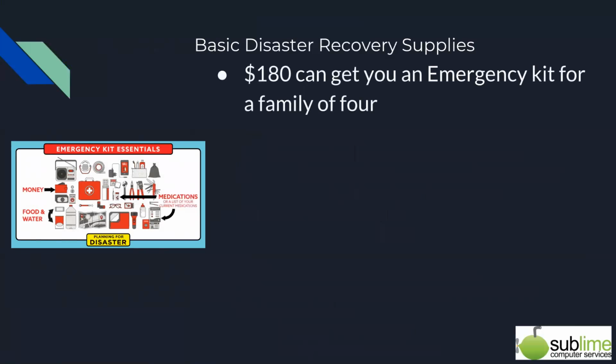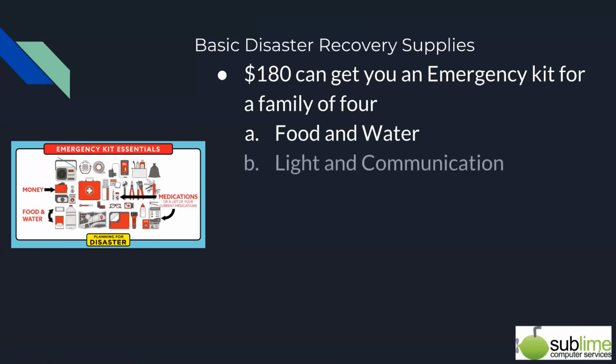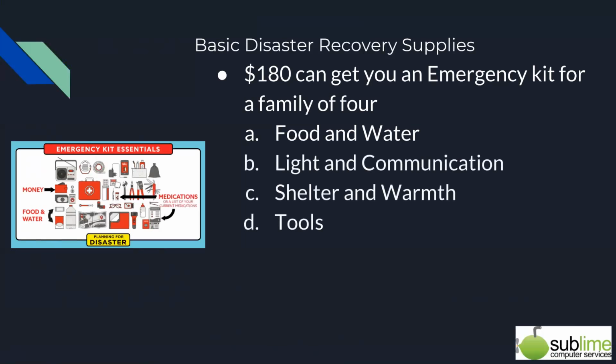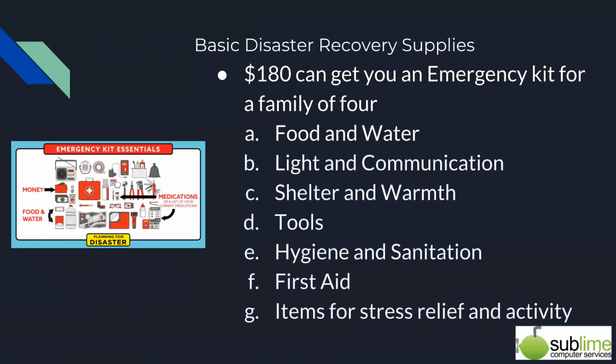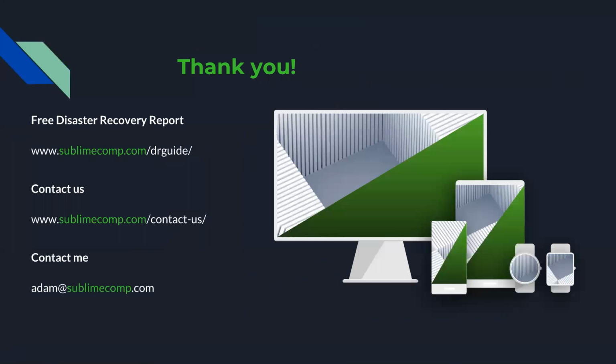So $180 can get you an emergency kit that will cover a family of 4, and that would include food and water, light and communication, like illuminating light, shelter and warmth, so your tent, your blanket, things like that, tools to survive, hygiene and sanitation, first aid, and items for stress relief and activity, like card games and things to entertain the kids and yourself as well.